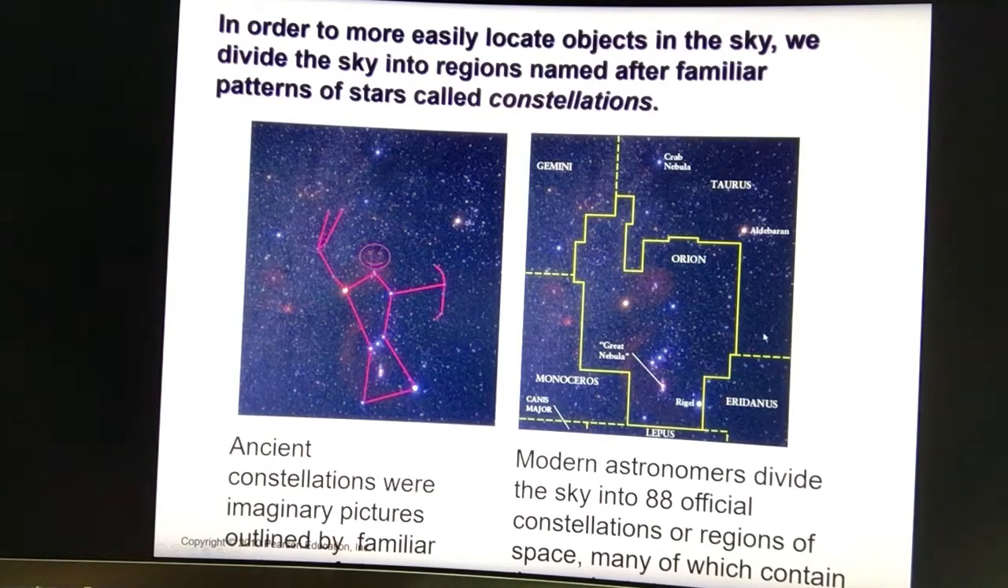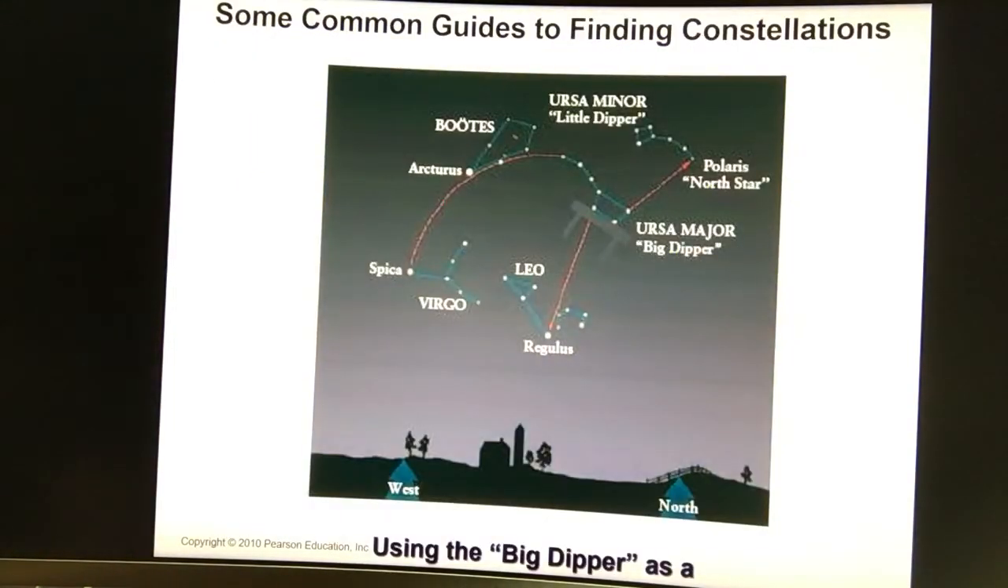So in modern astronomy, the whole sky is divided into 88 official constellations. In this case here, this is called the Orion constellation, and this whole region here covers not only Orion, but also other objects inside this constellation. Why do we need to talk about constellations?